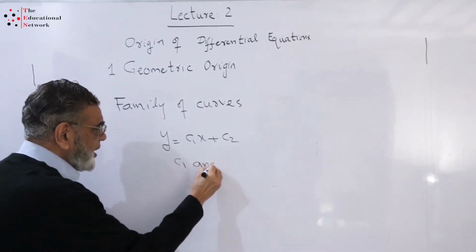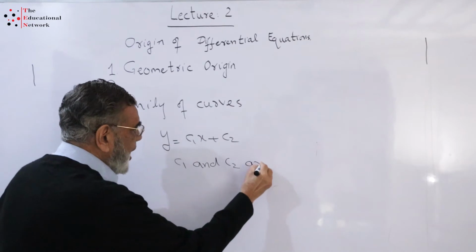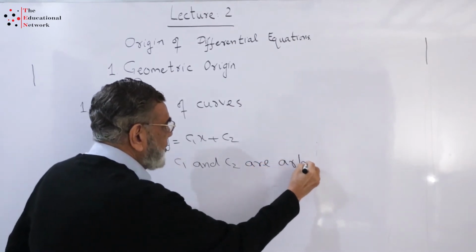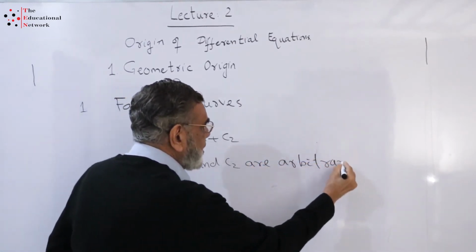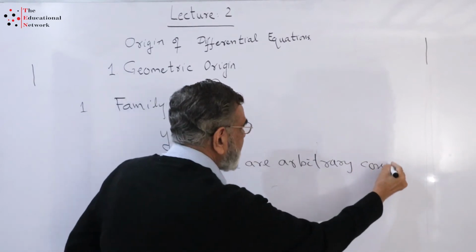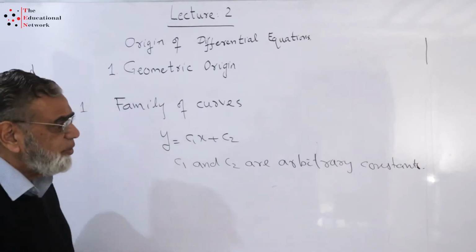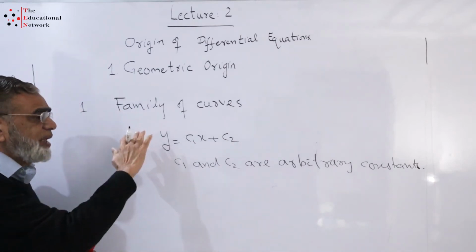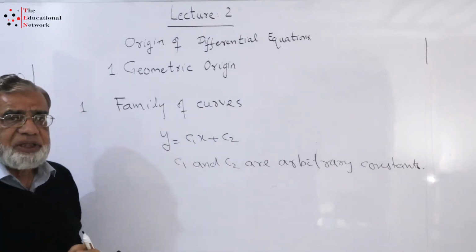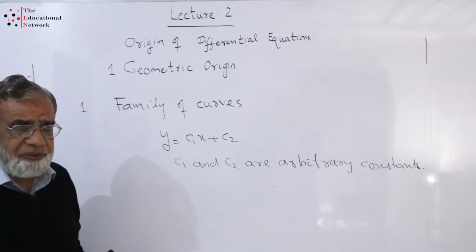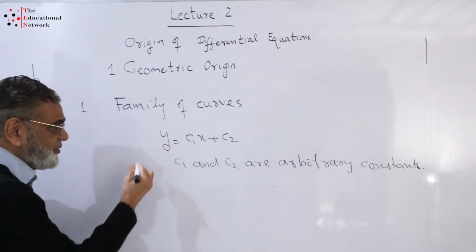C1 and C2 are arbitrary constants. They can have any values. They are real numbers, and we can give any value to them. I will explain how we get the values for that later. But first, I'm going to tell you how we get the differential equation for the family of curves, for straight lines.